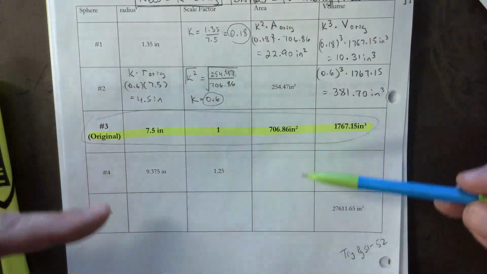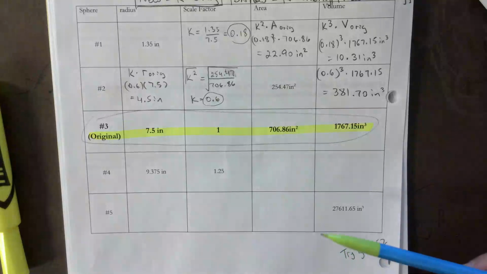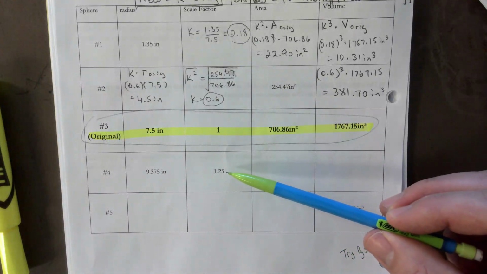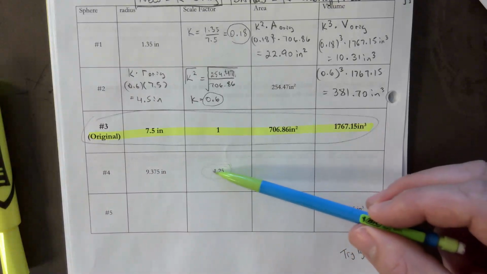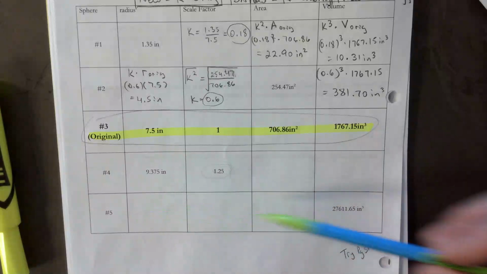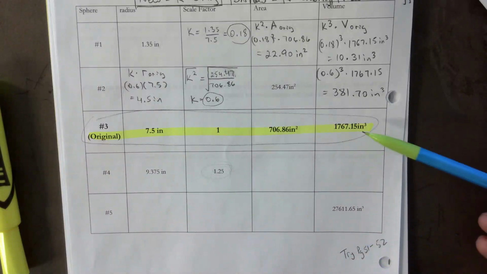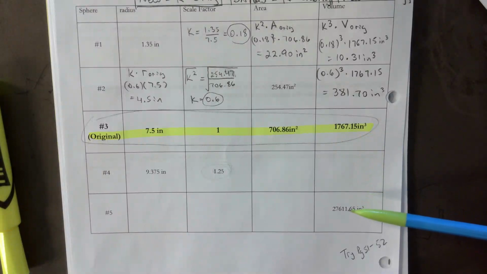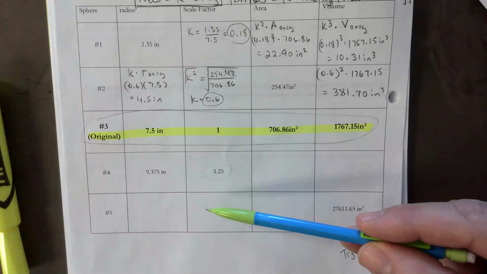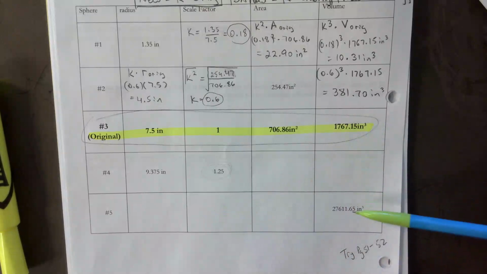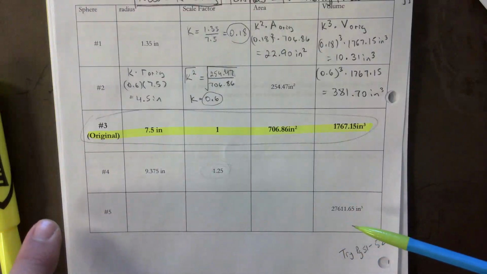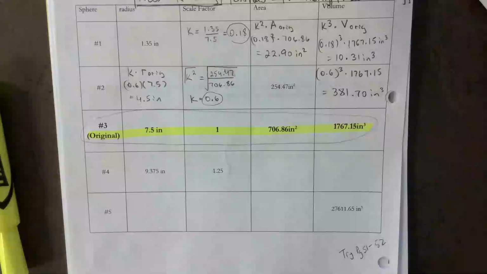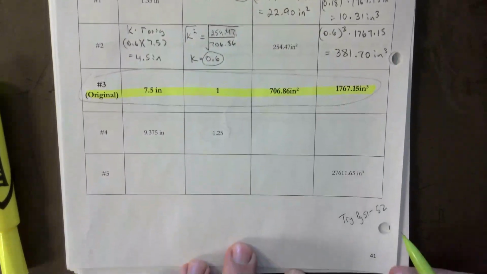So I'll leave the rest. The key is posted, so it kind of shows you if you're stuck. Look at number 4. The scale factor is already there. Easy peasy, right? You don't even need to find it. And then the 5th one will be a bit more work because watch, you have both volumes. How are you going to find K? You're going to have to take the cube root of their volumes to figure out K here. And then you move out. Okay?